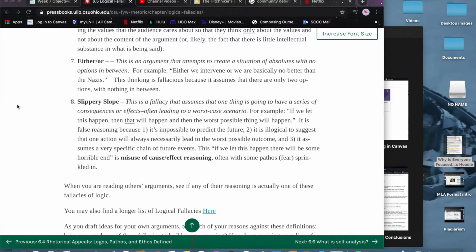And slippery slope assumes that one thing is going to have a series of consequences or effects. And so again, this equating of one thing to another, of drawing lines between points, saying that if A happens, then B and C will definitely happen, and just avoiding that there is a more complex situation at hand.